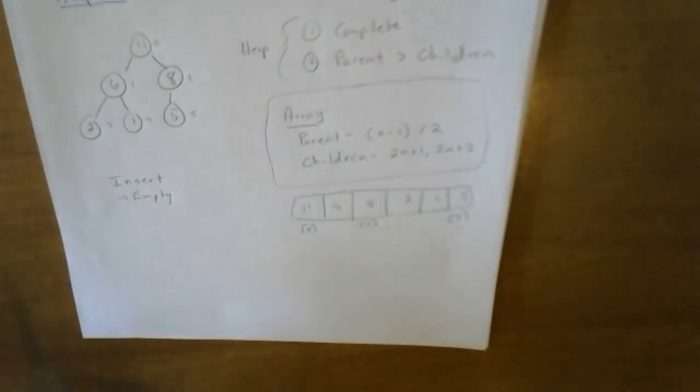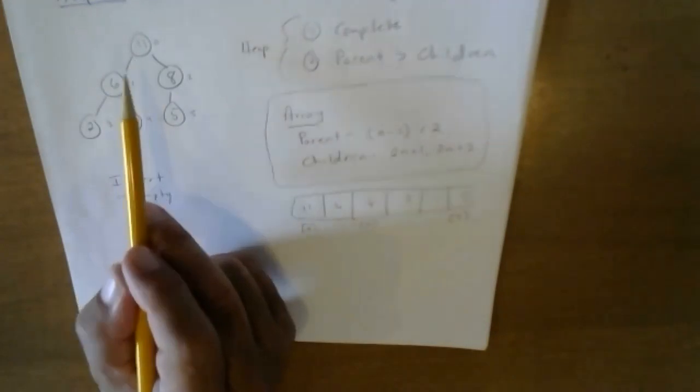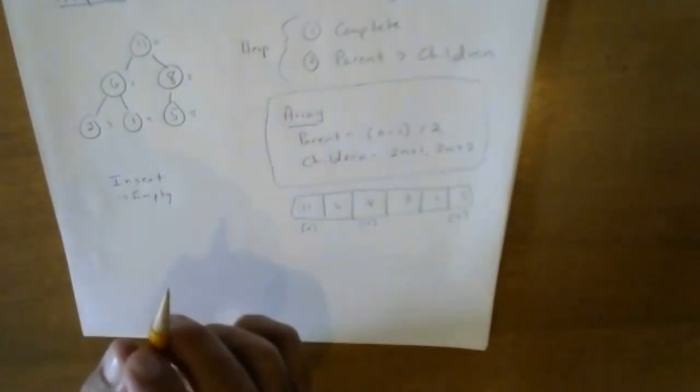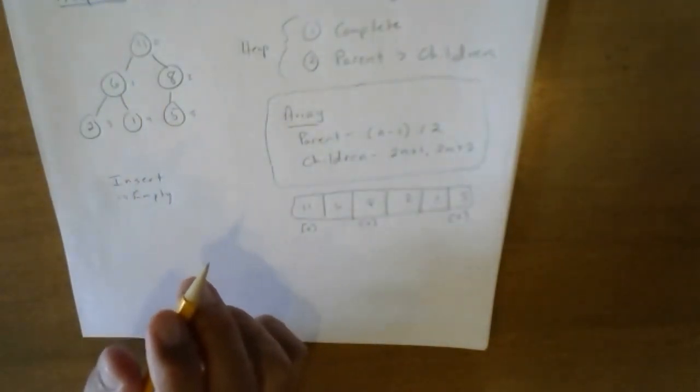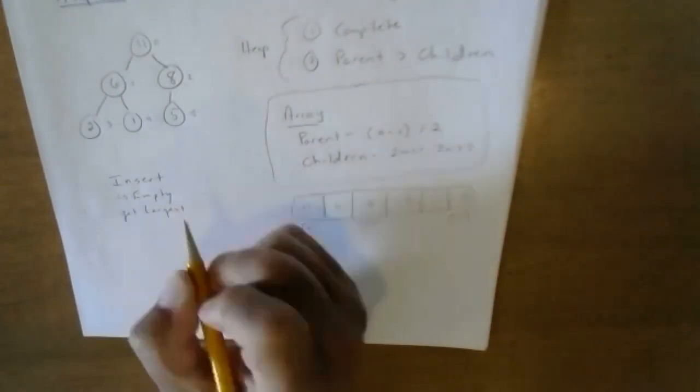Where's the largest at? Where will the largest always be at? Won't it always be up at the top parent? So I need to be able to get the largest. So it's going to be some sort of get largest, which is always going to be the root. But what happens if I remove the largest?